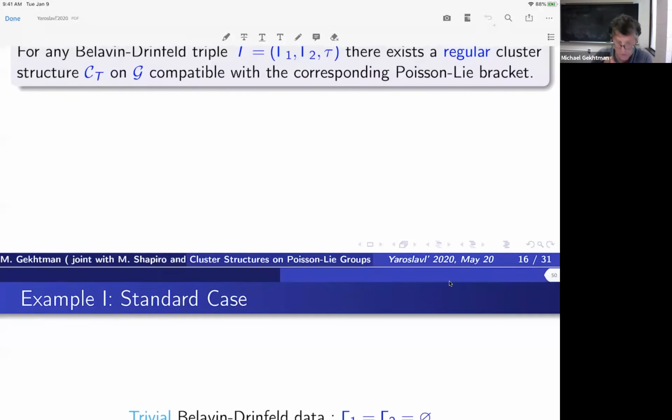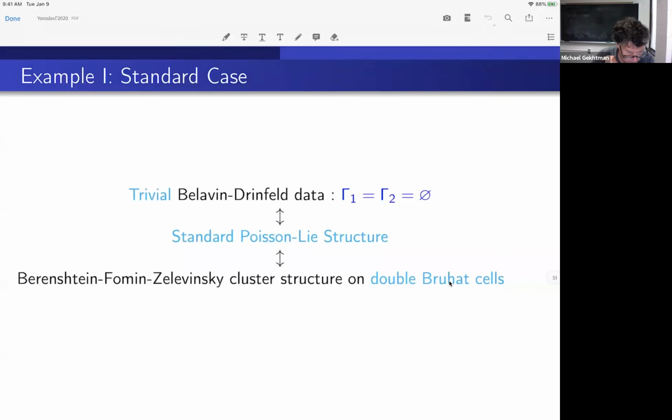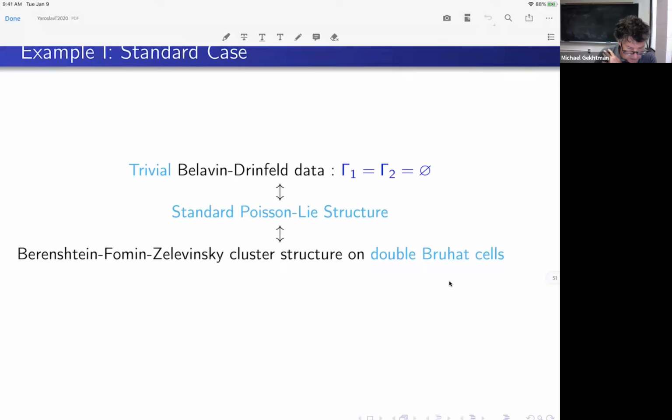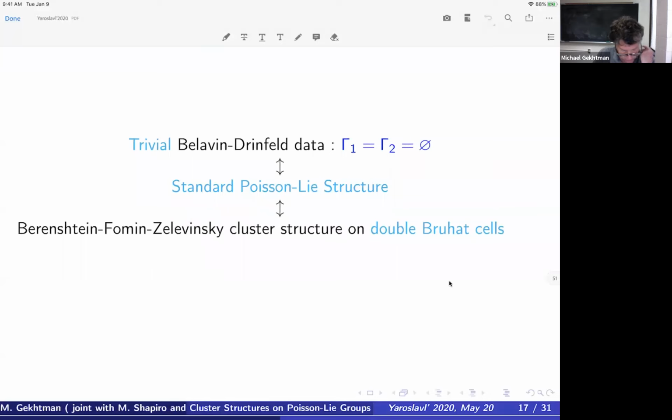But now, let's review our previous discussion in this new light. Our previous discussion dealt with the situation where there was no Belavin-Drinfeld data. No subset of roots was moved into any other subset of roots. This trivial Belavin-Drinfeld data explicitly corresponds to the standard Poisson-Lie structure that we discussed before, and it also corresponds to this Belavin-Drinfeld factorization, as we discussed.